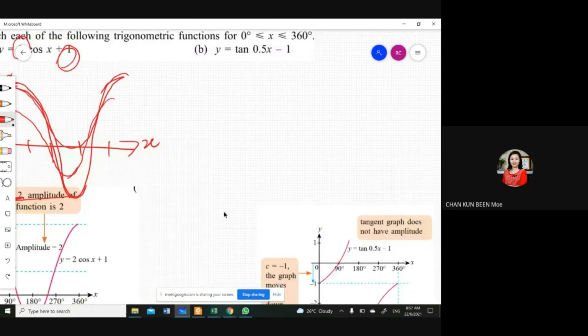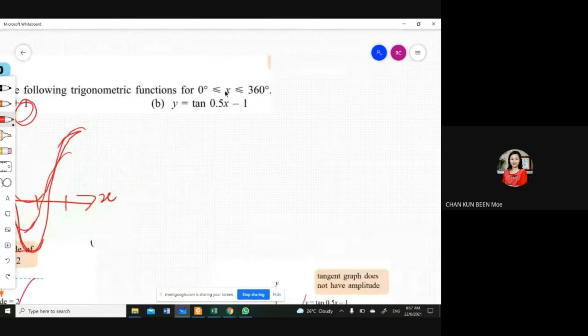Okay, now I move to the second question here. y equal to tan 0.5x minus 1. So that's why I said the tan is a bit harder to draw. The original one that we learned is y equal to tan x. Now they add on 0.5.